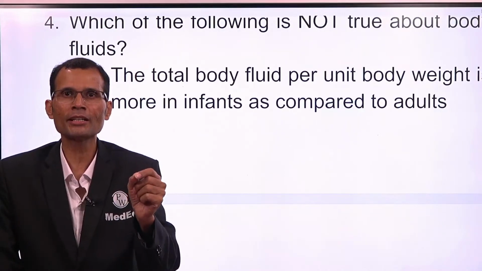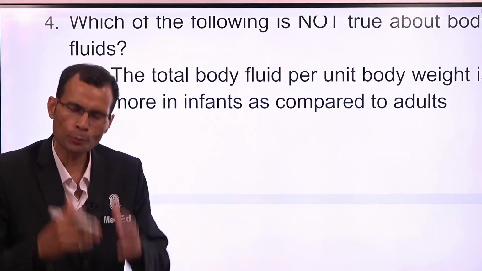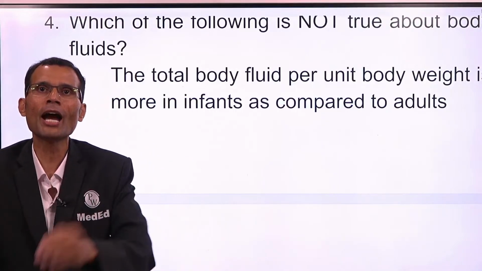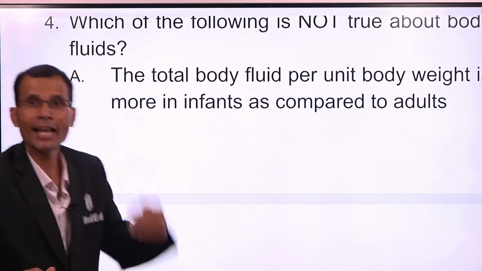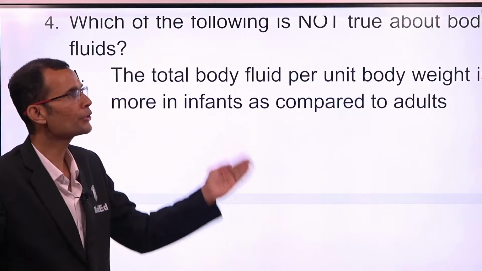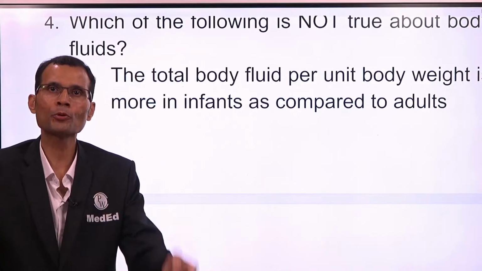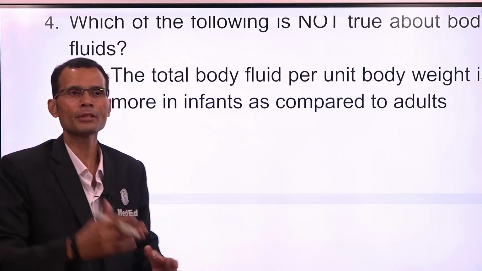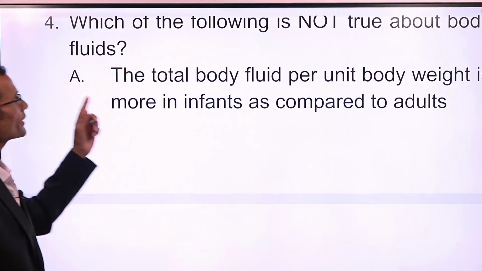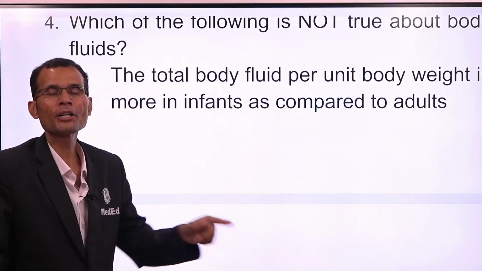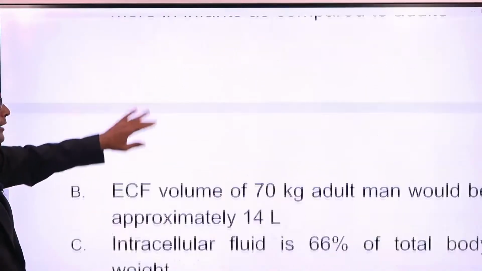Just remember one thing forever. Infants are more prone to dehydration compared to adults. Why is that? Because they relatively have less body fluids per unit body weight. Okay, infants, children more prone to dehydration. आपने सुना होगा कि diarrhea, vomiting and the kid was dehydrated. Why is that? Because they have less body fluid per unit body weight. So that's not a correct statement and therefore the answer.